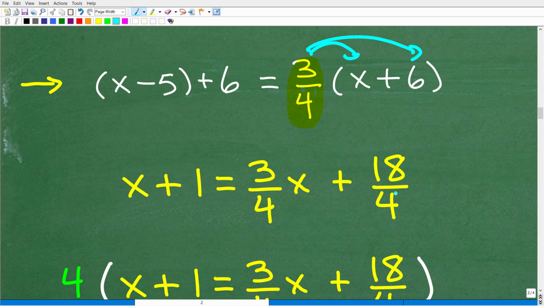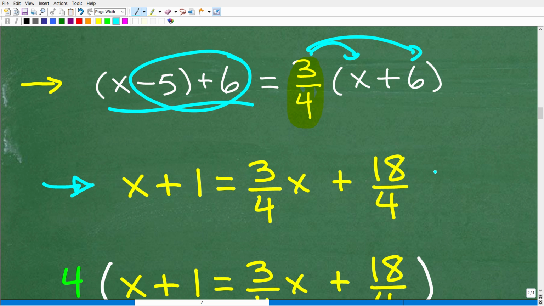Now, of course, I can simplify and reduce this, but I'm not going to do this just yet. But let's go ahead and clean up this left-hand side. So I have x minus 5 plus 6. Minus 5 plus 6, last time I checked, is 1. Okay, so here is our equation at this point: x plus 1 is equal to 3/4 x plus 18/4.